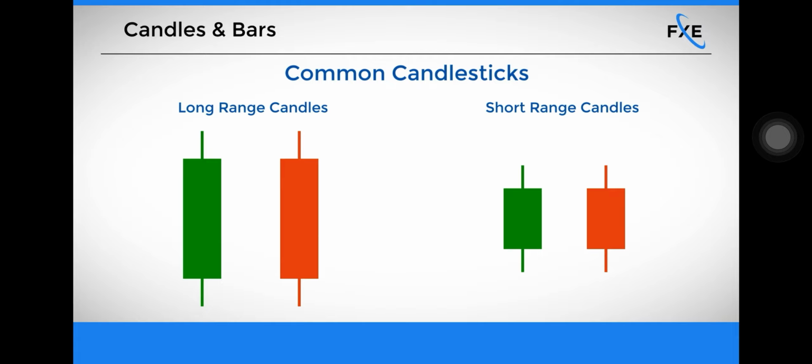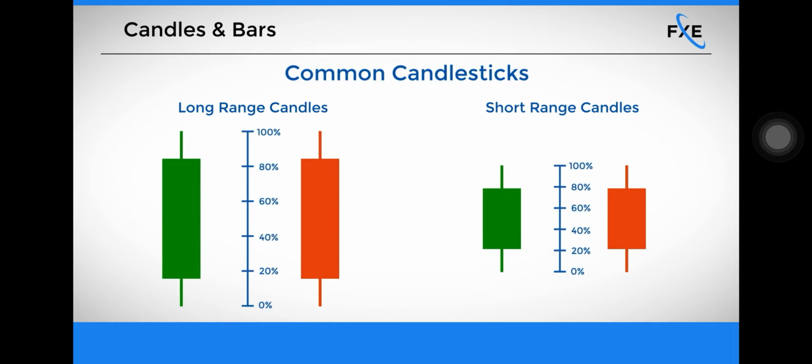Let's first look at long range and short range candles. Range candles, which are either long range or short range, can be identified as a candle where the body of the candle makes up the majority of the range. As you can see in the example on the screen, the upper and lower shadow only make up a small portion of the total range.